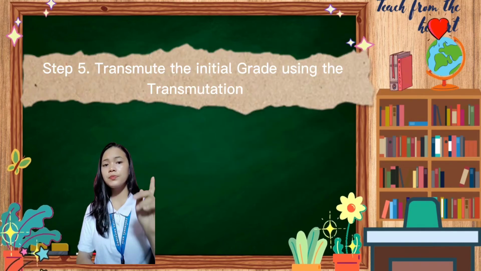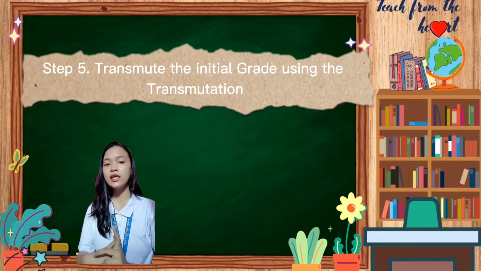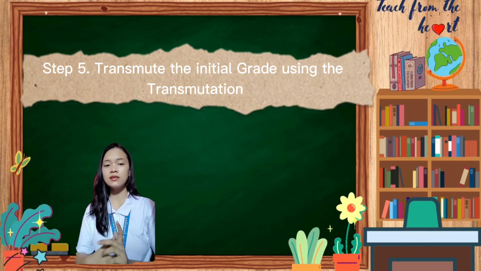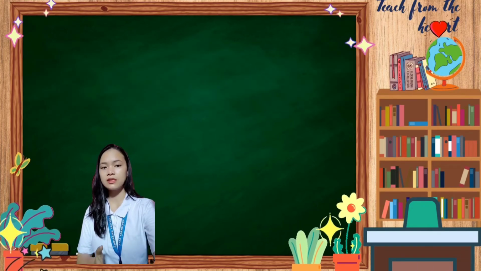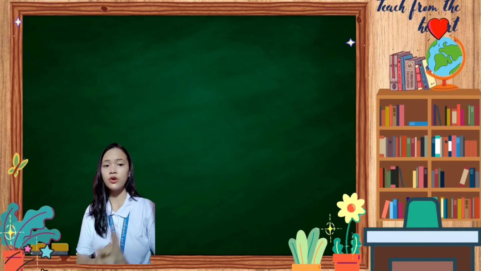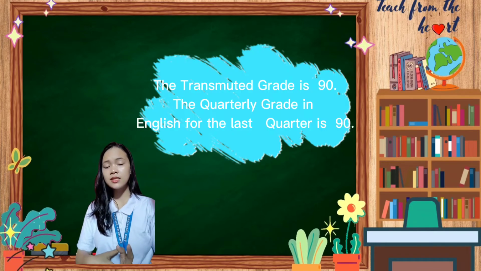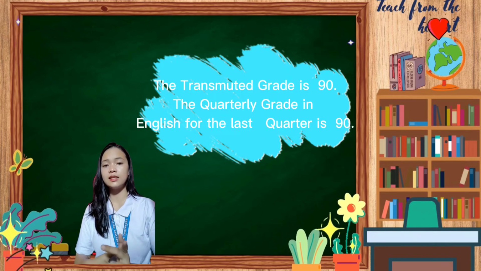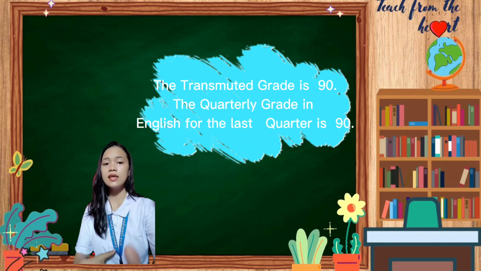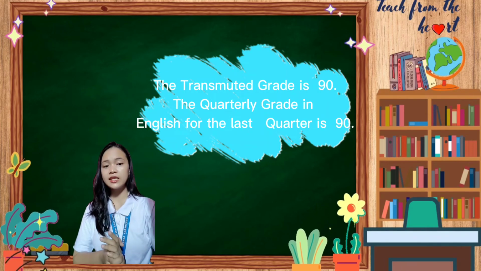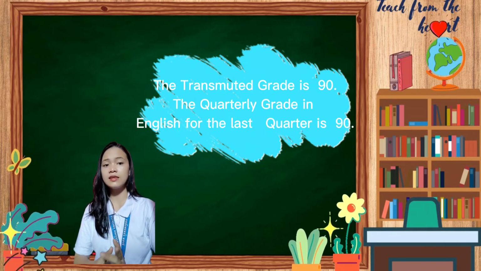Last step, step 5. Transmute the initial grade using the transmutation table in Appendix B. Meaning, transmute, change, or alter the form. So, the initial grade is 84.86. Transmuted grade is 90. The quarterly grade in English for the last quarter is 90. So, this is reflected in the report card.